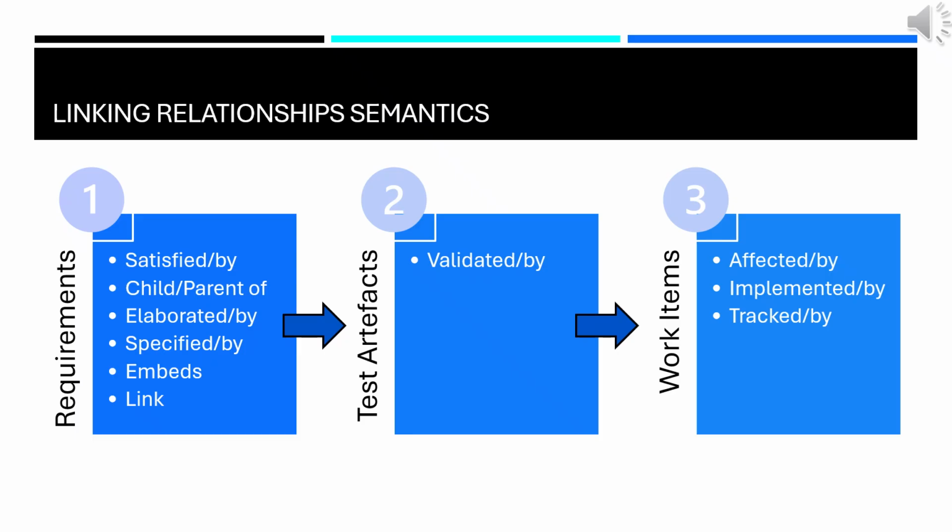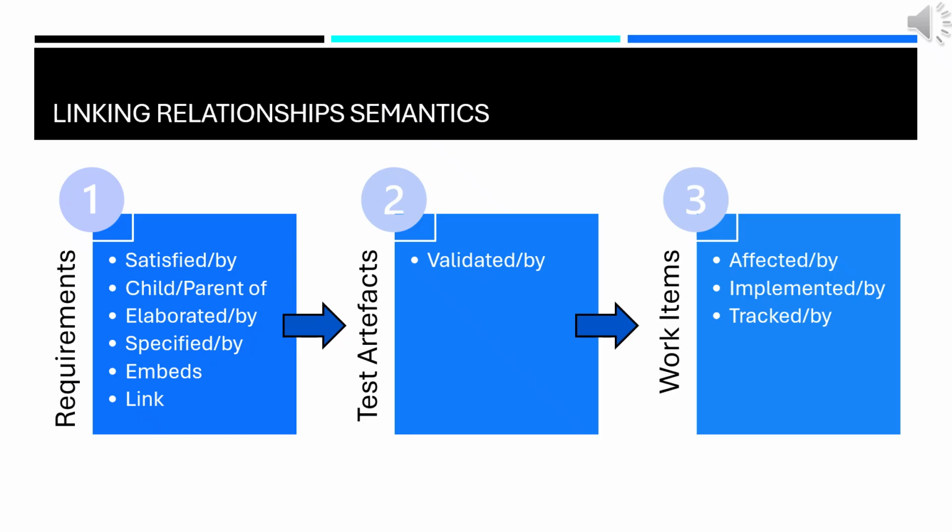When we are linking between items within the requirements domain, as we mentioned, we've got satisfied by, so that's dealing with our decomposition as well. And we've also got some additional requirement linking types that we have in the requirements domain as well, such as child and parent of, embeds and linking. And we've got other link types as well, which branch out to other parts of the domain, such as elaborated by and specified by.